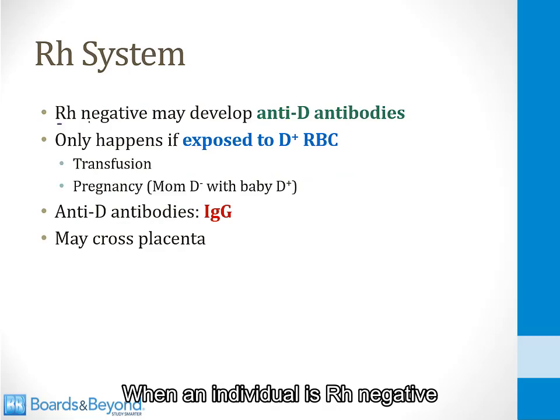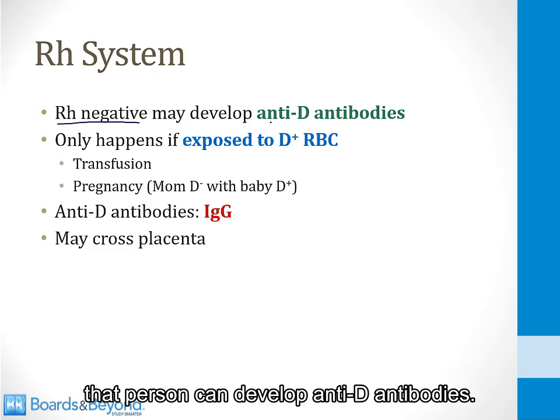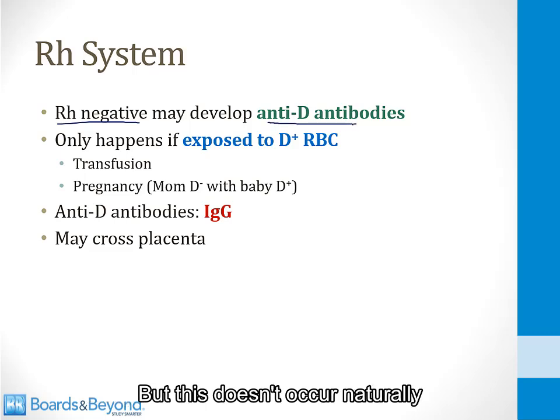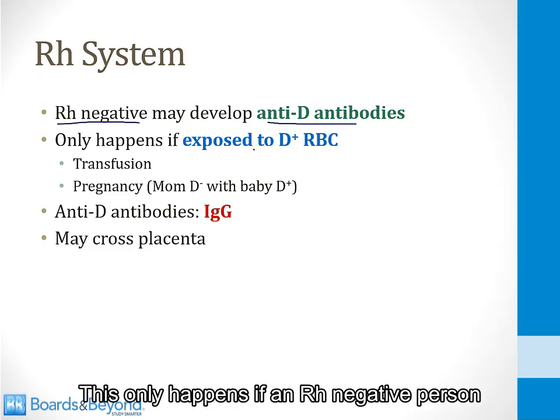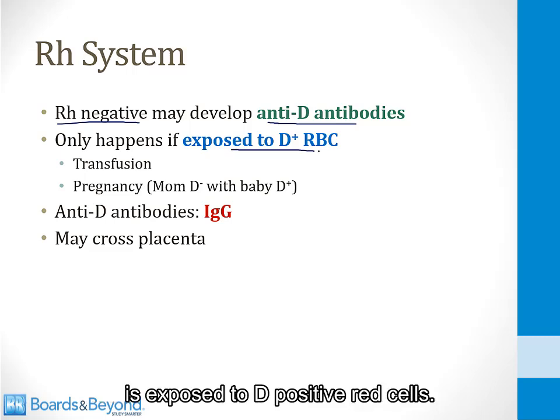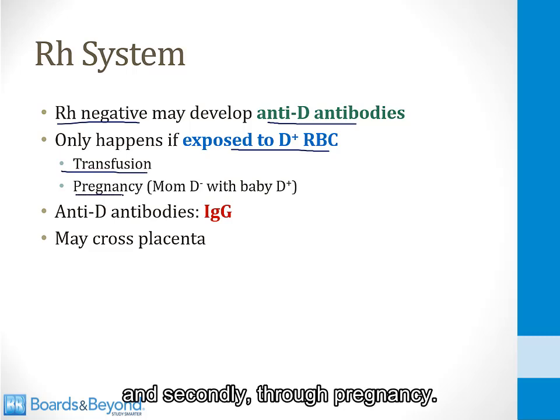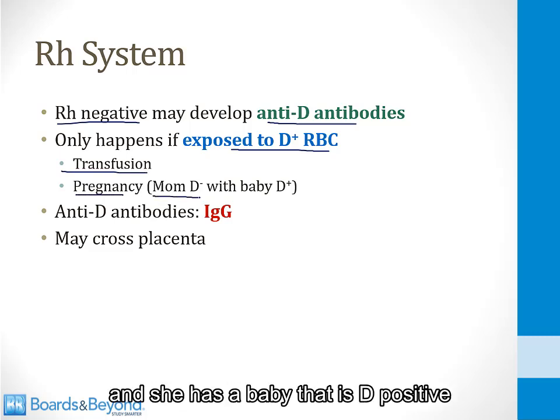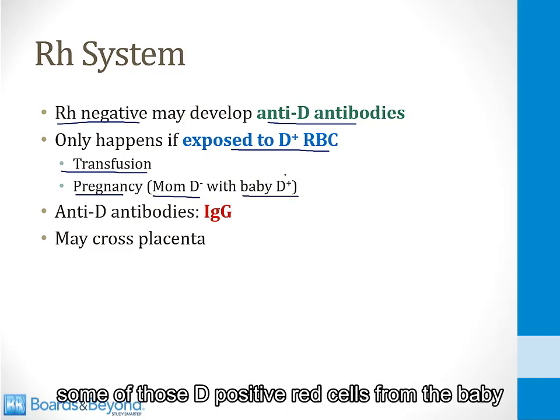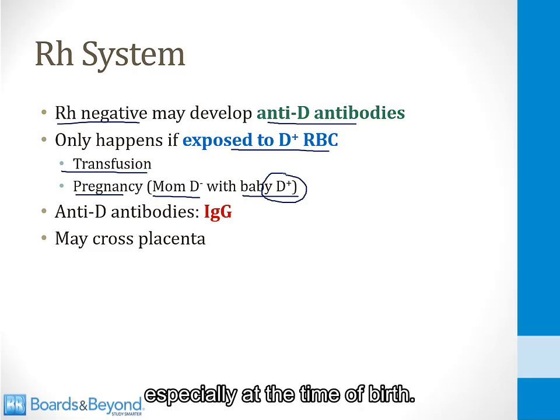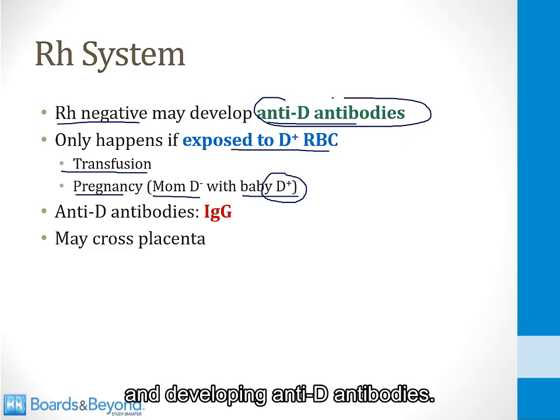When an individual is RH negative, that person can develop anti-D antibodies. But this doesn't occur naturally like it does with the ABO system. This only happens if an RH negative person is exposed to D positive red cells. The 2 major ways by which this occurs are, first of all, through a blood transfusion, and secondly, through pregnancy. If a mother is D negative and she has a baby that is D positive, some of those D positive red cells from the baby can enter the maternal circulation, especially at the time of birth, and that can lead to the mother becoming sensitized and developing anti-D antibodies.